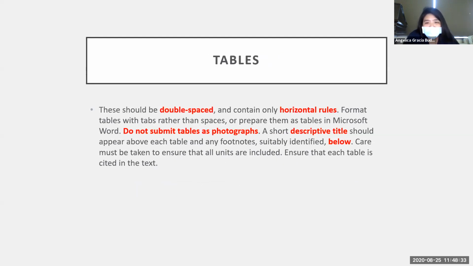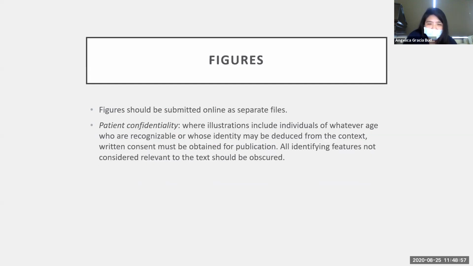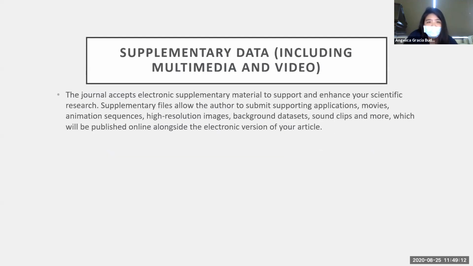The tables should be double spaced, contain only horizontal rules, and you cannot submit them as photographs, the same as what Ilona has already said in her previous journal reading. A short descriptive title should appear above each table, with footnotes suitably identified below. Figures should be submitted online as separate files. On patient confidentiality, I actually read somewhere else that we should cover the eyes if possible. And the supplementary material is to be submitted by itself too.